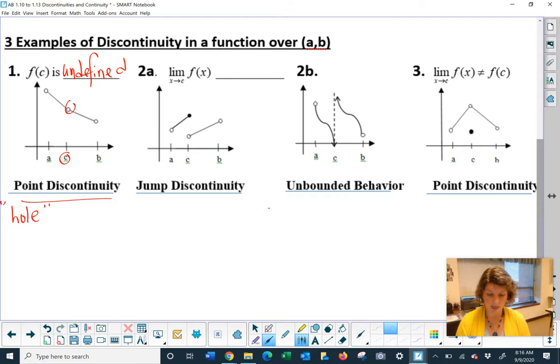Number 2a, the limit as x approaches c for f of x. Well, as I approach c, I'm just going to highlight the vertical line at x equals c. I notice that my 2 branches of the graph are not connected. So we've got a discontinuity. This is called a jump discontinuity. This is because the limit does not exist.